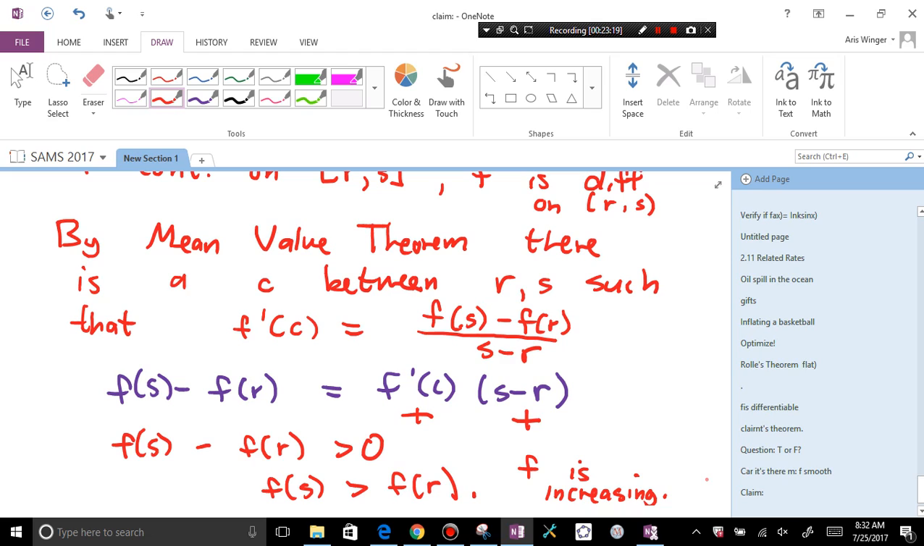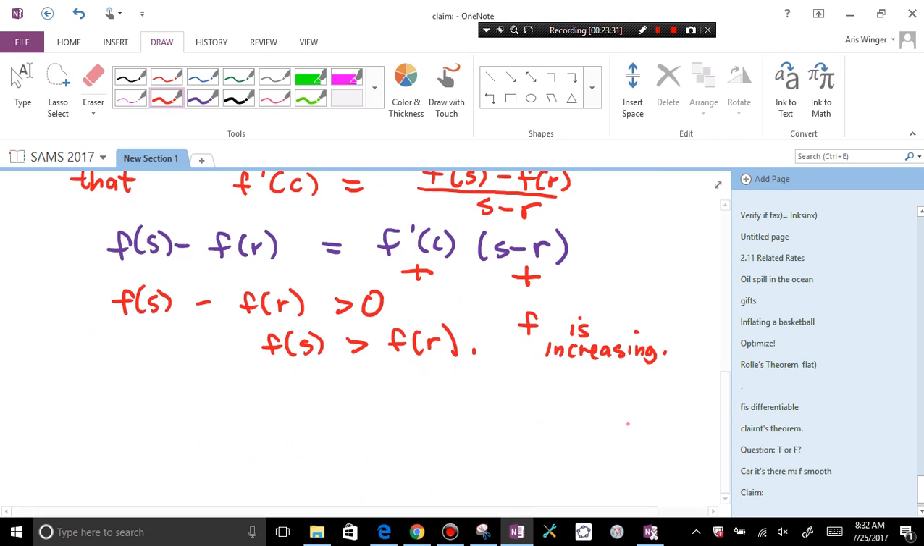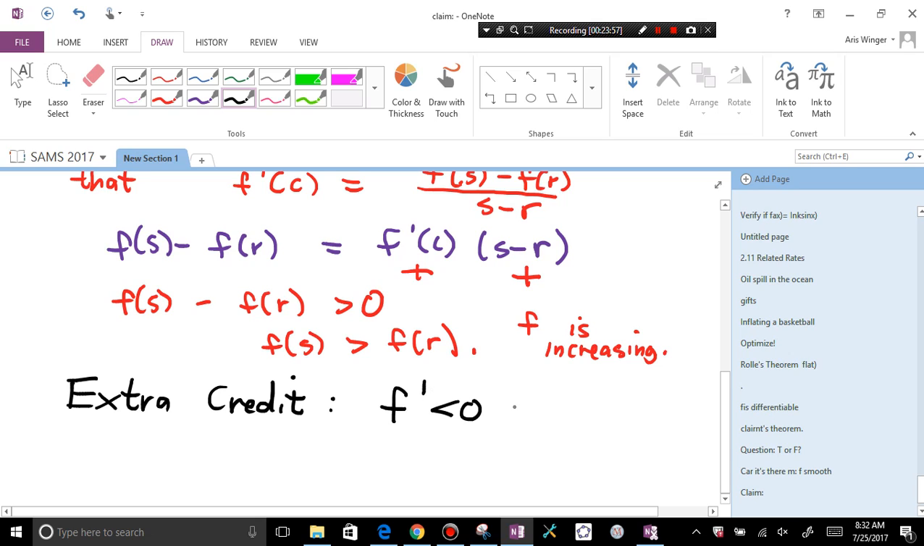If f prime is negative, then f is decreasing. This color needs to go. What color is that? Is that like a dark green, or is that just black? Is that just black? Okay, great. This one's not. Yeah. So, extra credit. F prime negative implies f is decreasing.